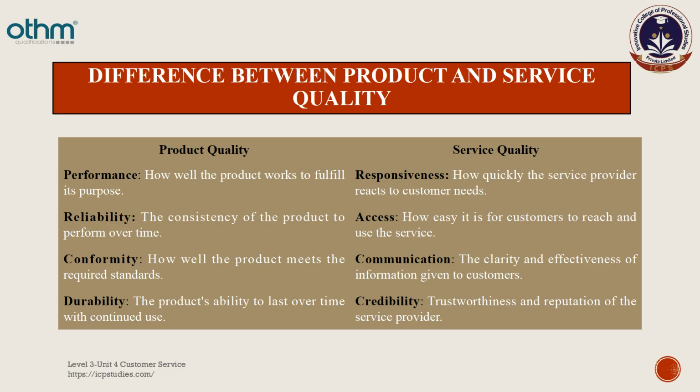Then we have communication in service quality. Communication in service quality explains the clarity and effectiveness of the information given to the customers. Then we have durability in product quality. It explains the ability of the product to last over time with continued use. Then we have credibility in service quality. It explains the trustworthiness and the overall reputation of the service provider.